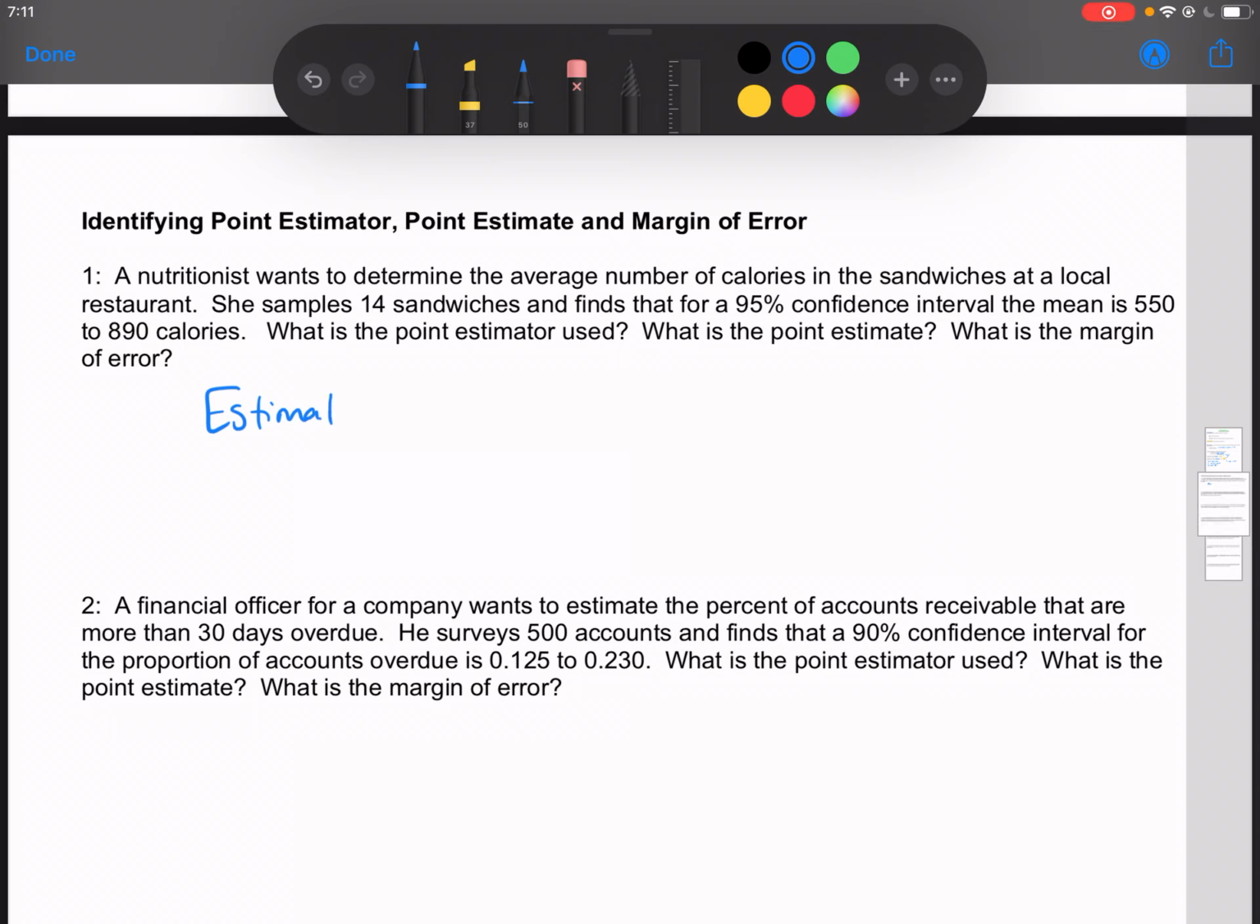So estimator, estimate, and the error, margin of error. I'm just not writing out the full phrase. So in this case, they'll give you some information.